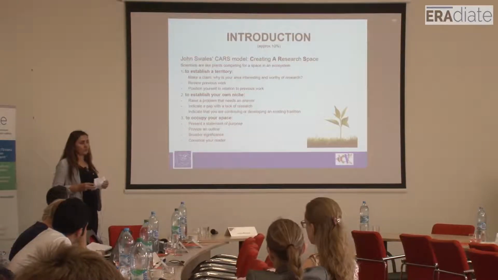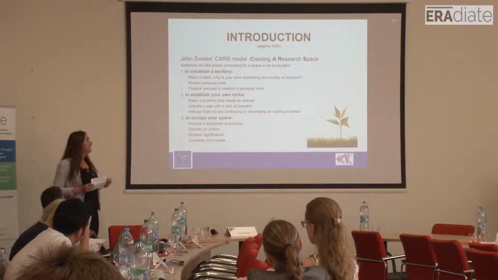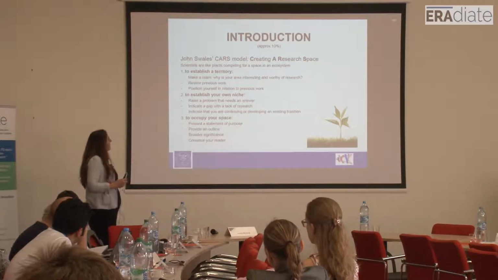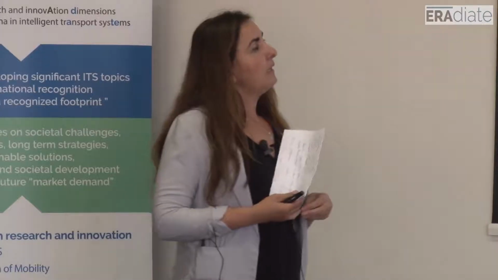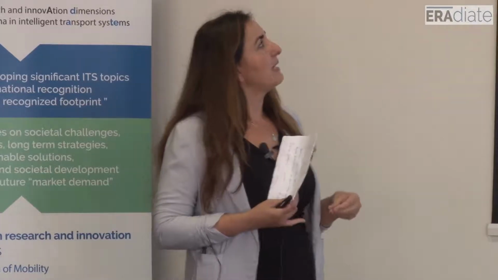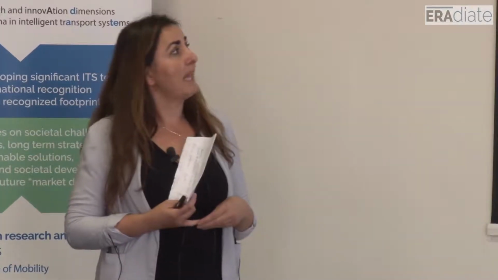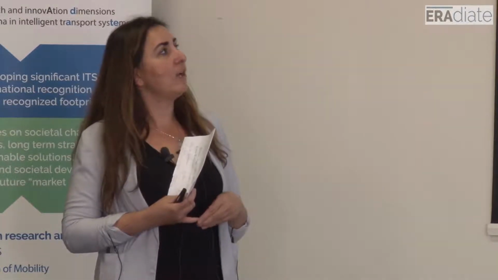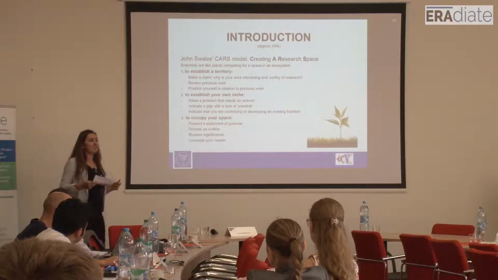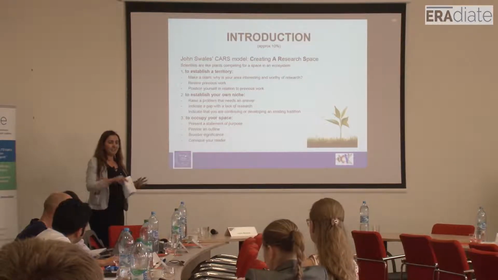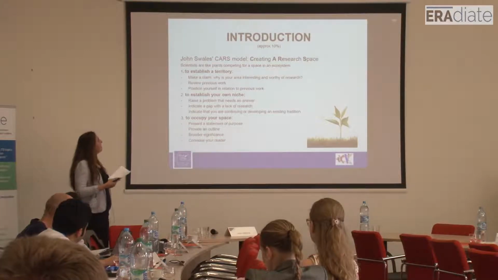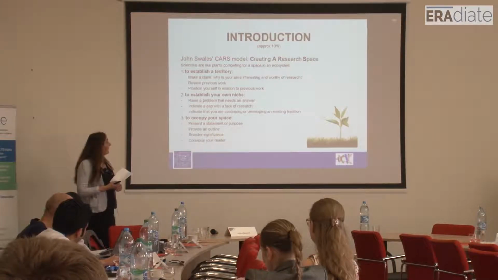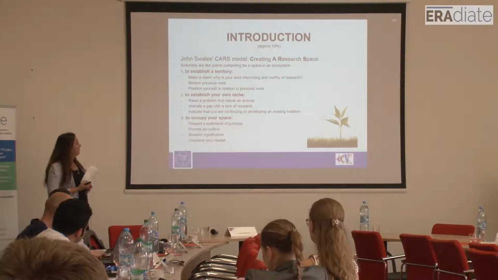Okay, introduction. This is the first part of the IMRAD structure. I like John Swales's CARS model, which is creating a research space. So he compared scientists to plants competing for a space in an ecosystem. So you can imagine yourself as an invasive plant trying to survive in a hostile environment. So first of all, you need to establish a territory. So you should make a claim related to why your area is interesting and worthy of research.